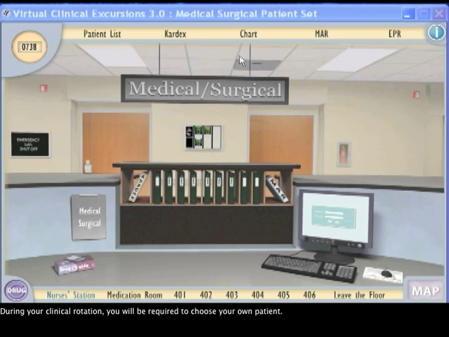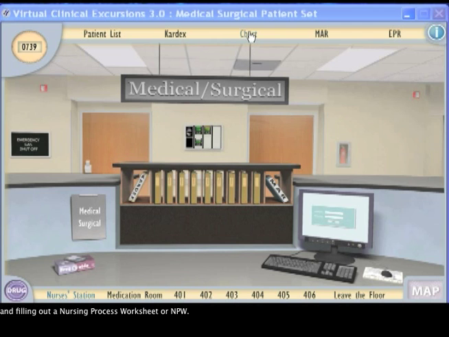During your clinical rotations, you will be required to choose your own patients. This involves looking at the patient's chart to gather pertinent information and filling out a nursing process worksheet, or NPW. I am going to show you different parts of the patient's medical record using the virtual clinical excursion. Here are the steps to get you started.